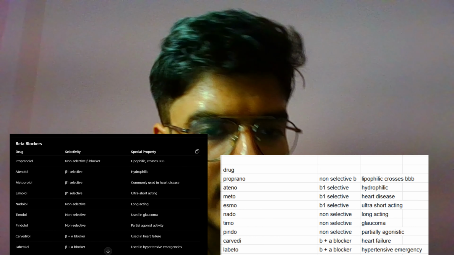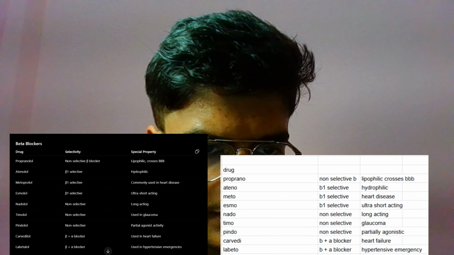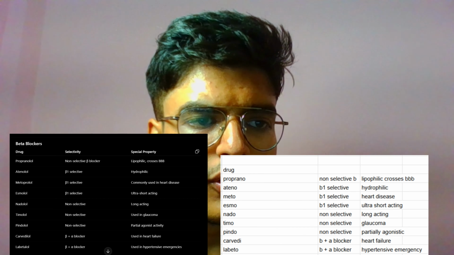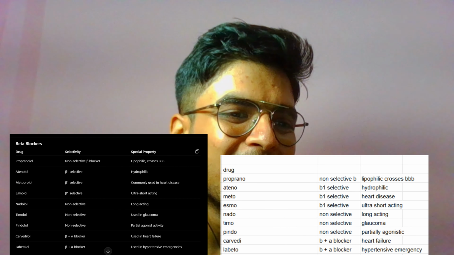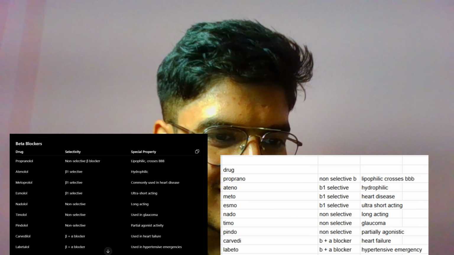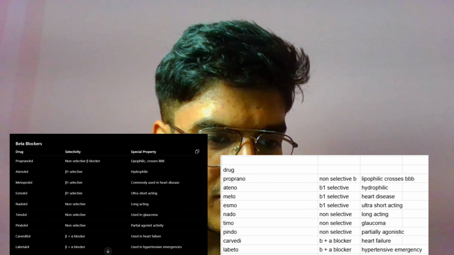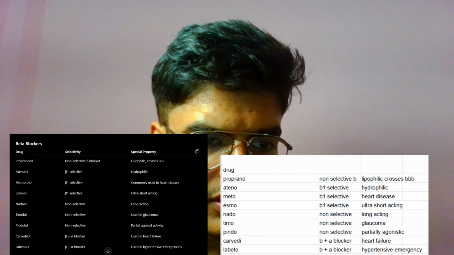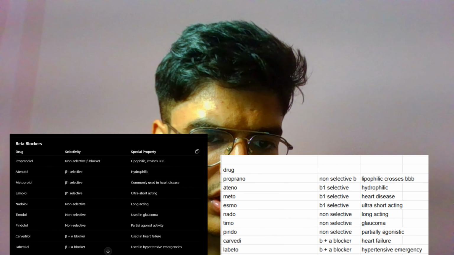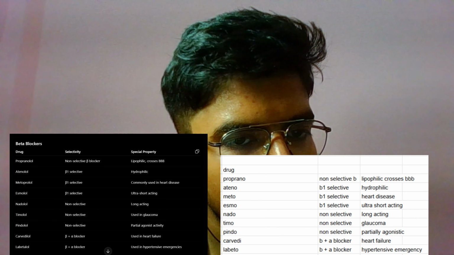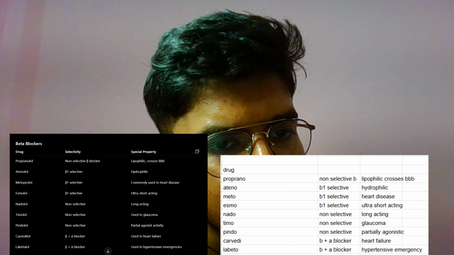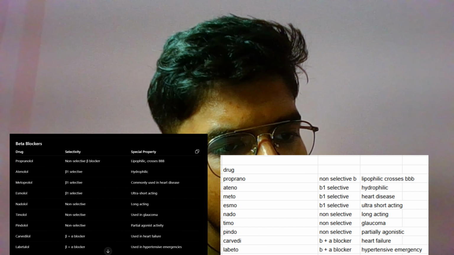Now, one thing we can do is grouping. Beta 1 selective, we have 3, non selective, we have 3, we have 2 of this, and this is completely different. So, propranolol, atenolol, metoprolol, esmolol, nadolol, timolol, pindolol, carteolol, carvedilol, labetalol, and yeah, that's all. So let's leave propranolol right now. Then let's go for this one: atenolol, metoprolol, esmolol.